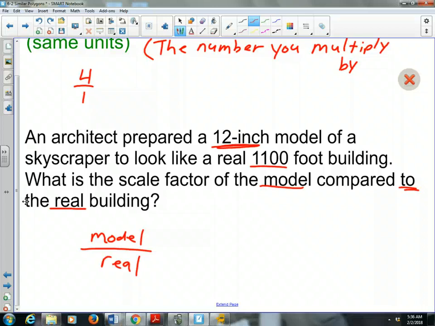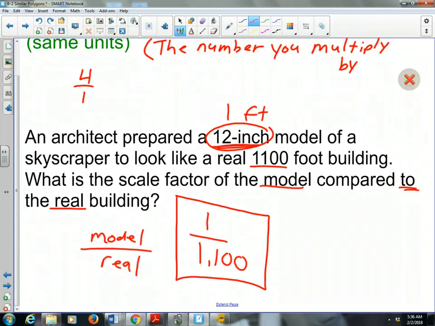So I have to put them in the same units, both into inches or both into feet. It doesn't matter what you do. I would say let's put this one into feet, because 12 inches is 1 foot on the nose, isn't it? So the model is 1 foot, and the real building is 1,100. So there is our scale factor. The model is 1/1,100th the size of the real building, or the real building is 1,100 times the size of the model. So there's the scale factor for this one.